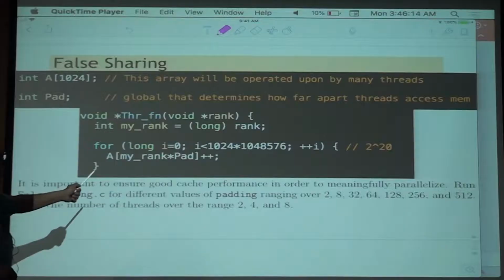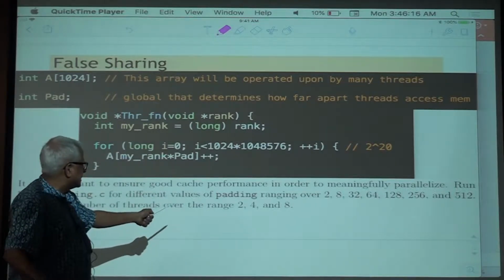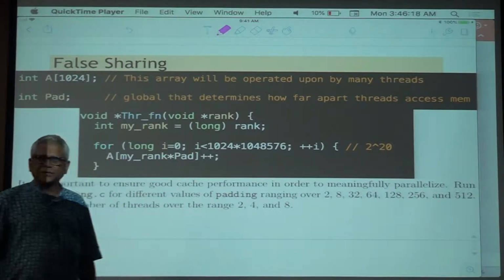But now keep increasing the padding, and at some point the performance will really improve, and you can run that and discover it. So some of your exercises are as simple as writing a loop around this and plotting a graph of when the performance suddenly increases, and that will immediately tell you, yeah, false sharing is for real. So you have to move the threads sufficiently apart to avoid false sharing.